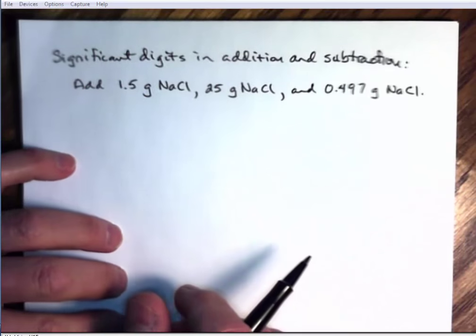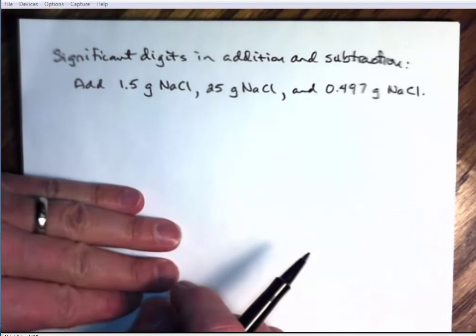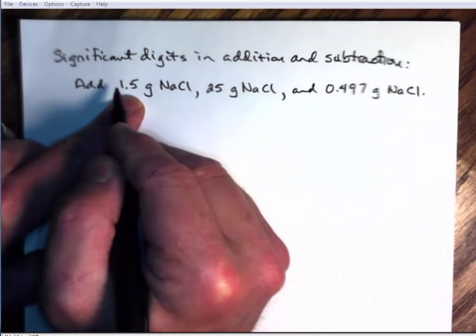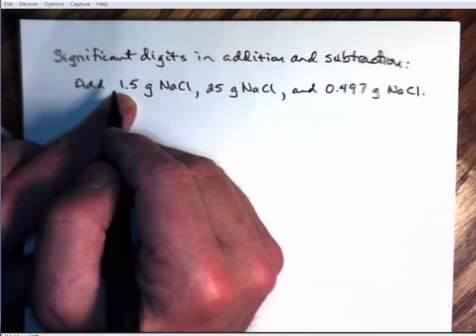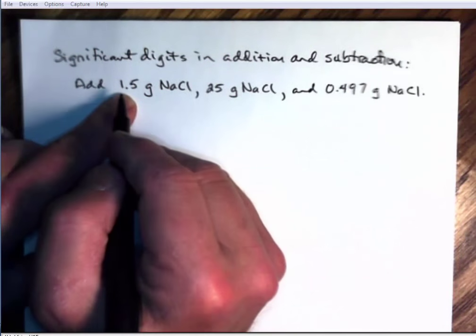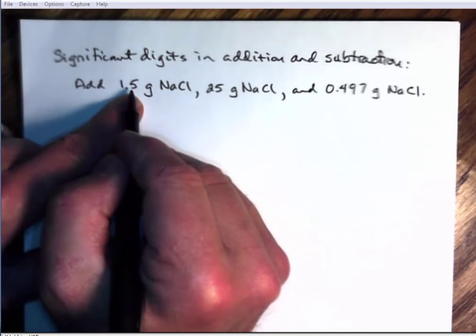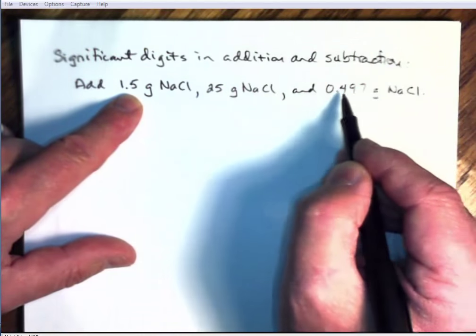And subtraction works exactly the same way. You just put your numbers vertically. Now remember, the numbers to the right of the decimal tell us about the precision of the measuring. The instrument that measured this one must have only measured to the 1/10 of a gram. This measuring instrument only measured to the gram, and this one measured to the 1,000th of a gram.